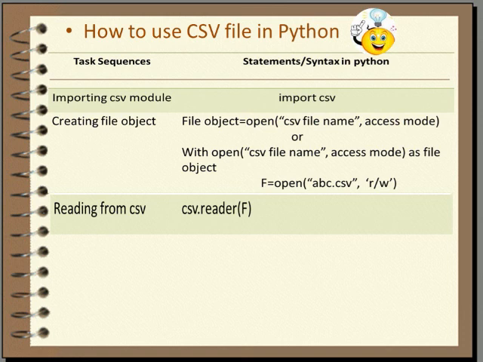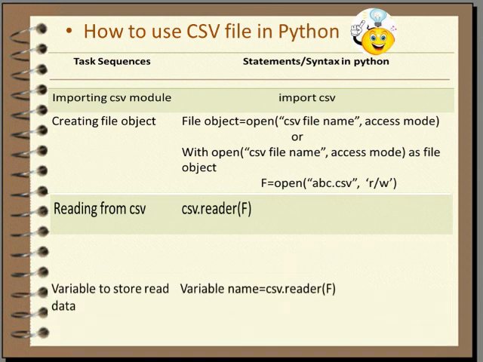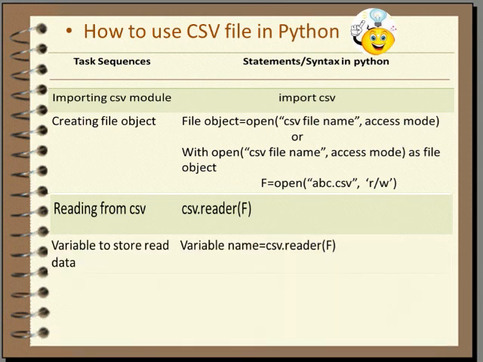So I hope the third statement is clear. Now we will move to the fourth statement. If you opened the file for reading purpose, then there must be a reader object. Or if you have opened your file for writing purpose, then there will be a writer object. So the syntax will be the same: variable name, you can specify any identifier name, that will become the reader or writer object, is equal to csv.reader or csv.writer as per the purpose.